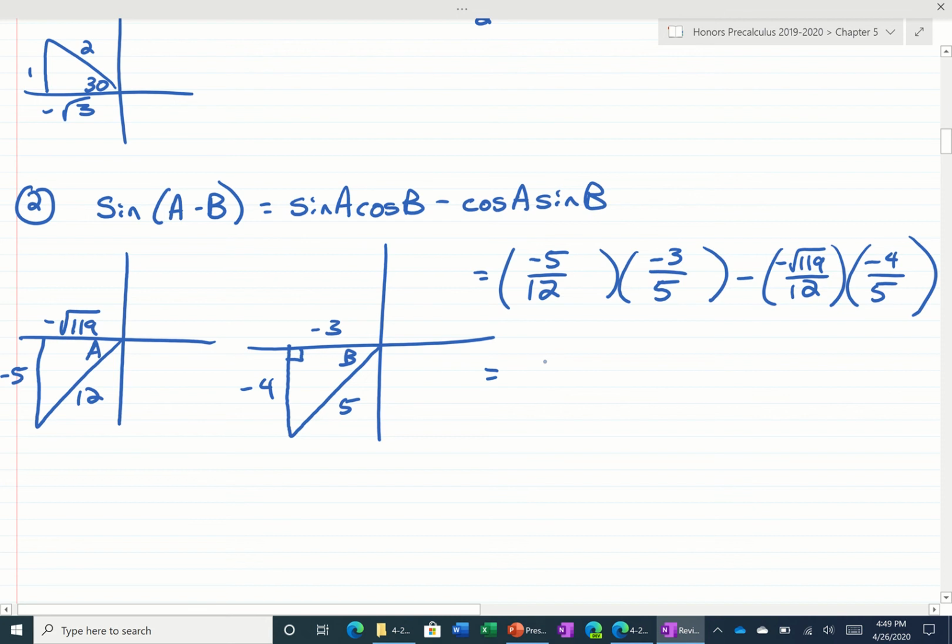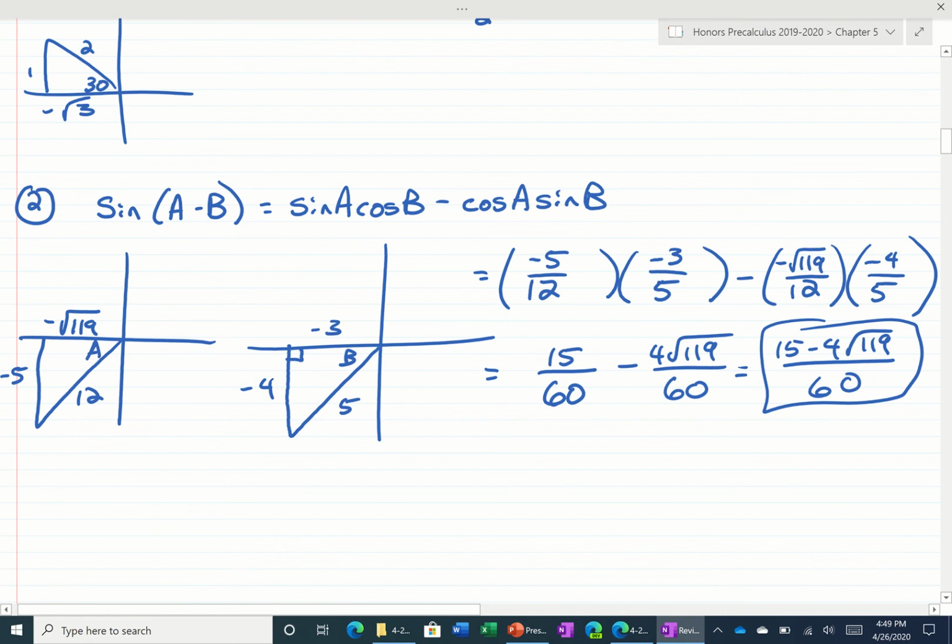So cleaning this up here, we get 15/60 minus 4√119/60. And we could combine the whole thing, 15 minus 4√119 over 60. That should be the answer. That's where it comes from.